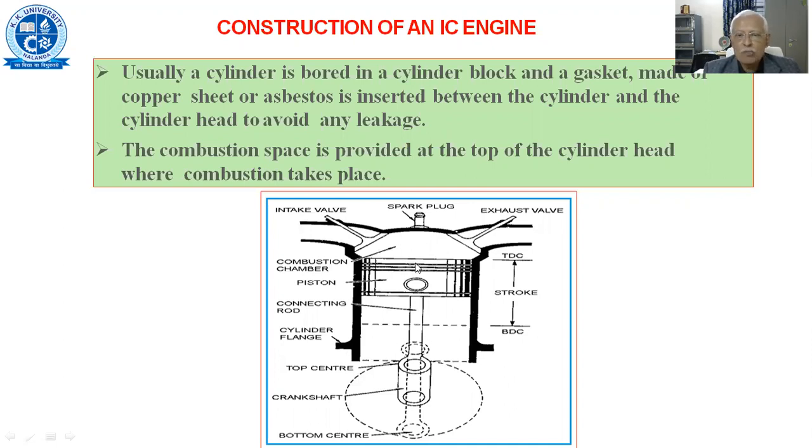Connecting rod, combustion chamber is the space between the cylinder head and the piston, top end of the piston. So there will be having a small area. Okay. So this is the one. You can see now the text which is written there. The combustion space is provided at the top of the cylinder head where combustion takes place with the help of spark plug, where at the end of the compression process, the piston just moves up and compresses all the air fuel mixture which is there in the cylinder.